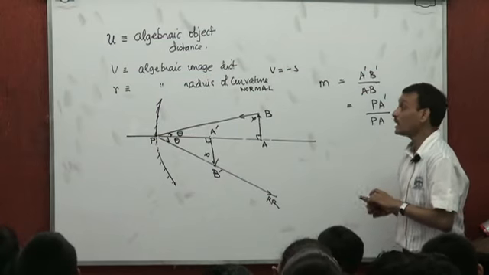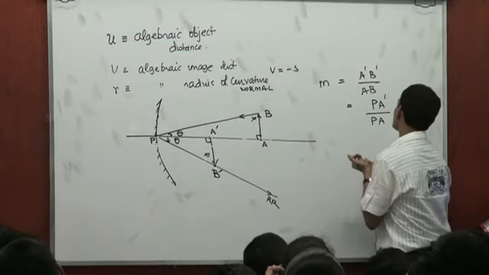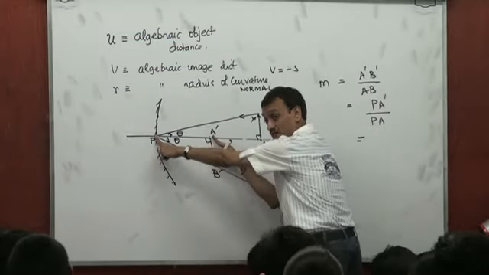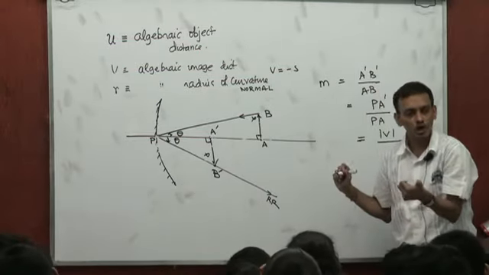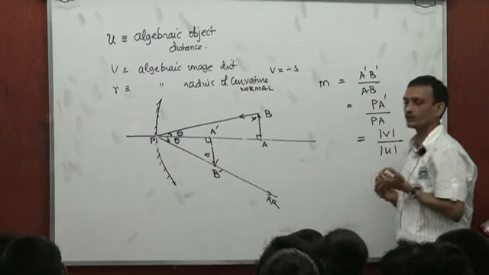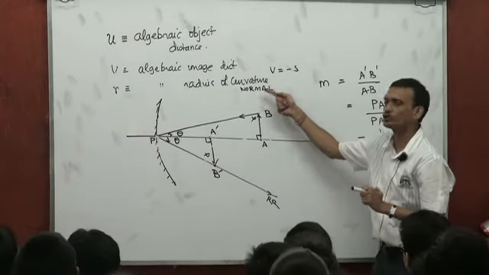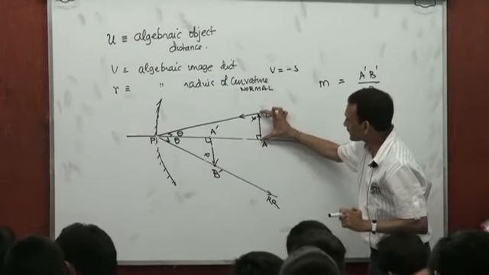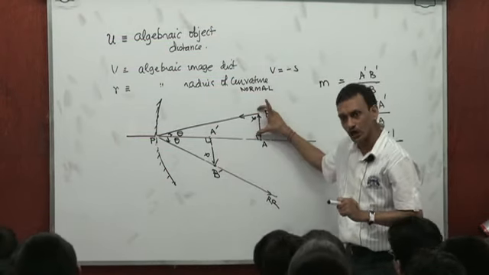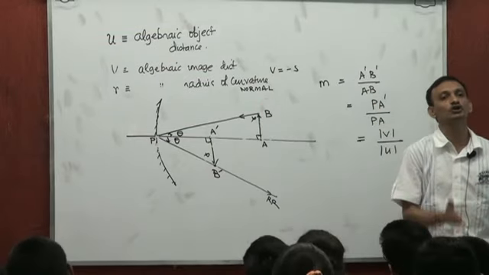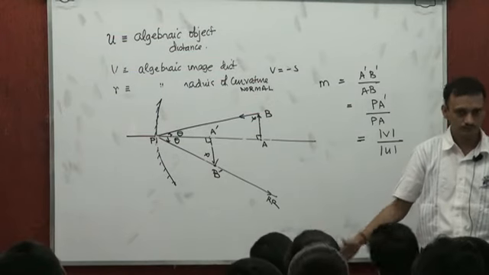P prime divided by PA. Hey, PA prime is what? Magnitude of image distance. See, PA prime is the magnitude of image distance, mod V, divided by PA, which is the magnitude of object distance. That's the magnification, commonly referred to as the longitudinal magnification, because it's magnification perpendicular to the principal axis. Longitudinal magnification, or just magnification.